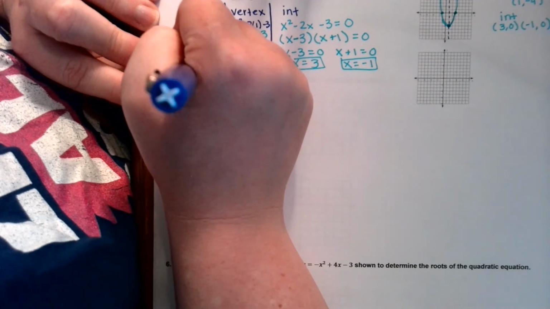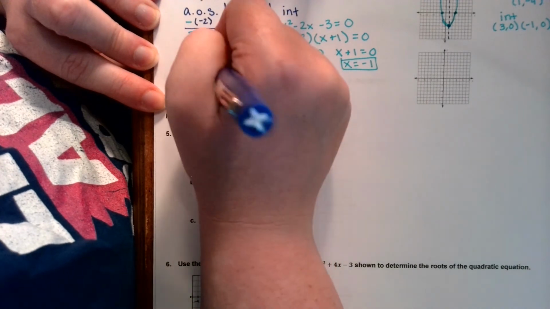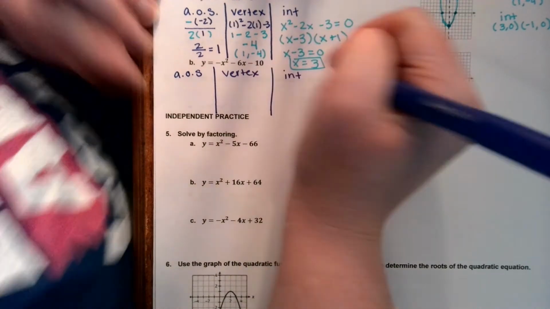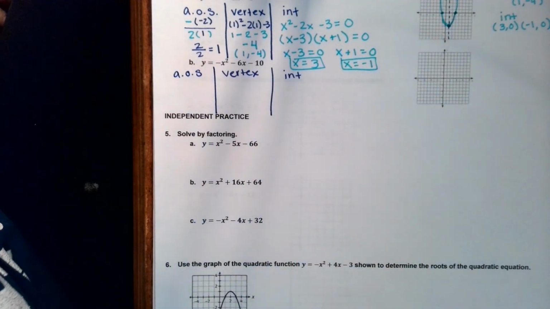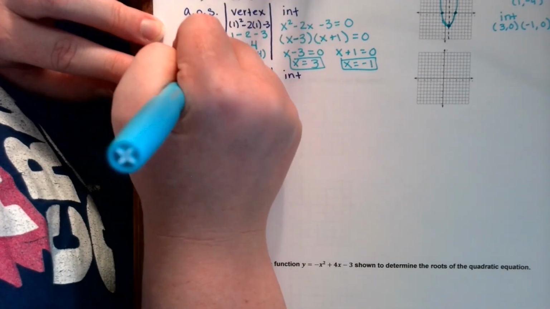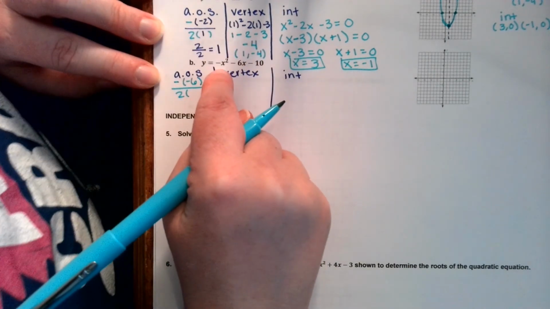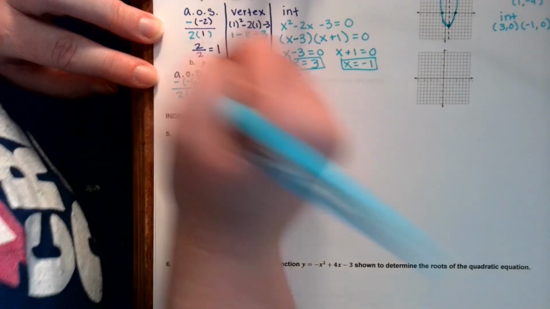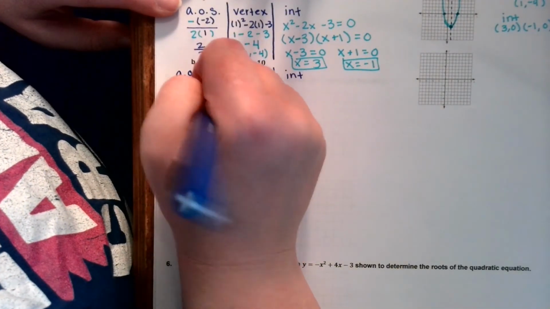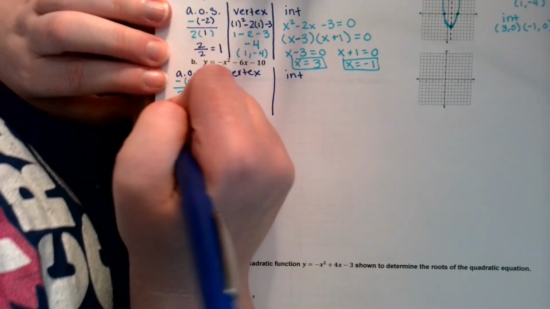Okay, so let's find the axis of symmetry, the vertex, give us a little more room this time, and the intercepts. Okay, axis of symmetry, negative b, well here b is negative 6, over 2 times a, well here a is negative 1. Negative negative 6 is positive 6. 2 times negative 1 is negative 2. And 6 divided by negative 2 is negative 3.